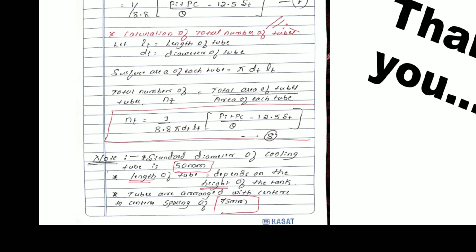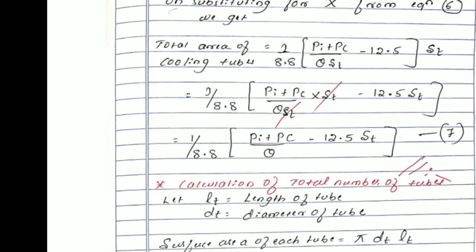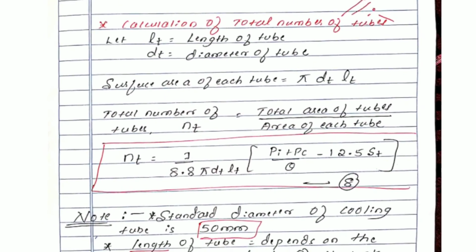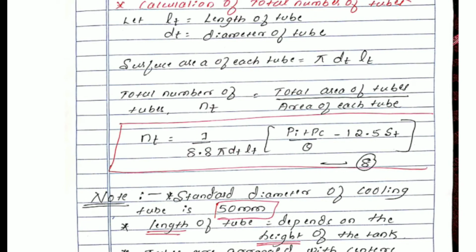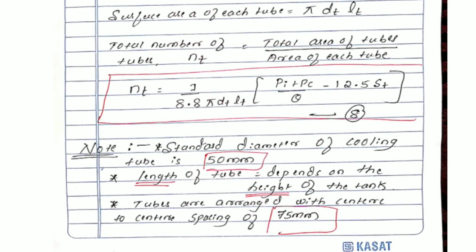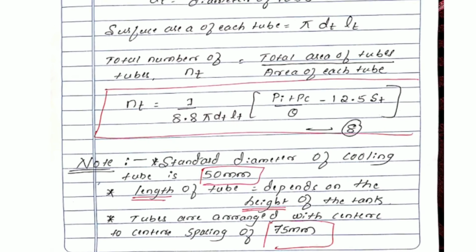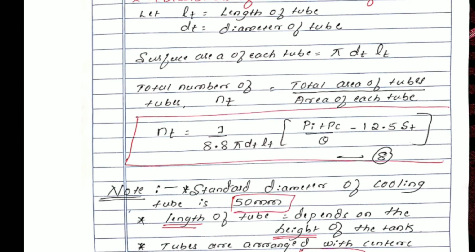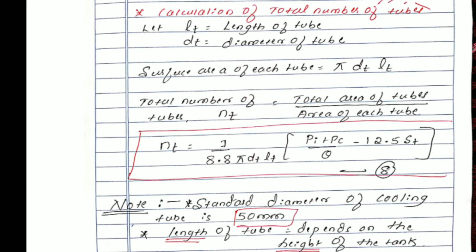So this is a very important derivation. One more very important note here: the standard diameter of a cooling tube. While solving problems, if they don't mention the diameter of a tube, the standard value we have to take is 50 mm. Next, the length of a tube: sometimes they will give it. If they don't mention it in the numericals, it depends on the height of the transformer tank. The height of the tank will definitely be given in the problem, so that height will be the length of the tube you need to consider.